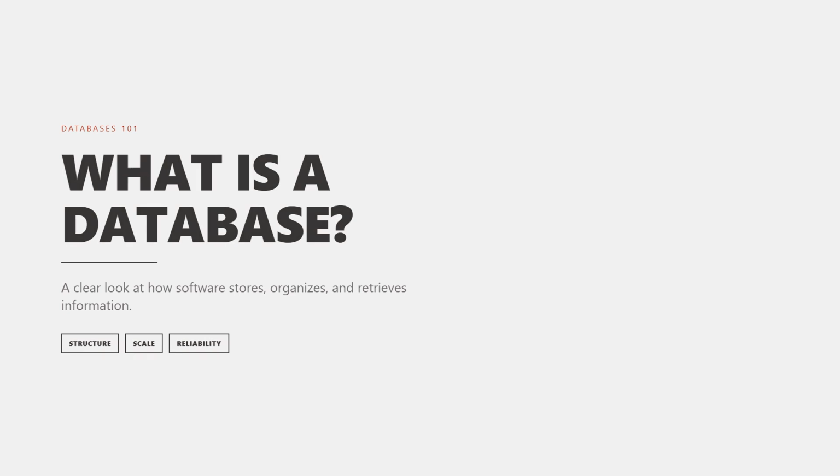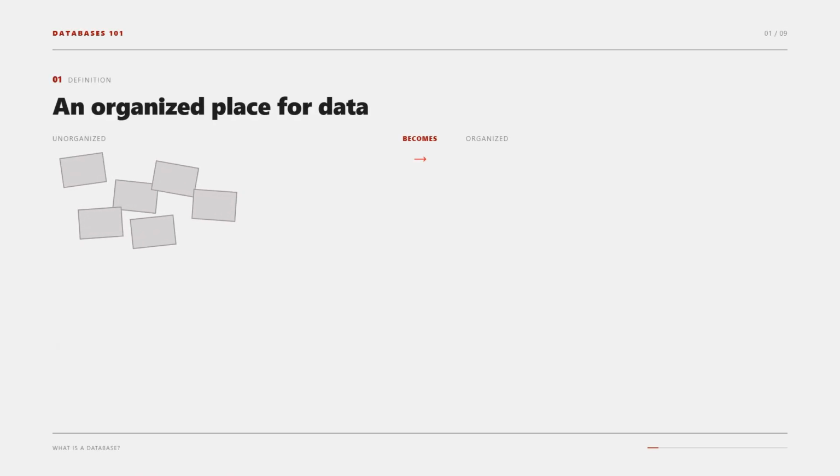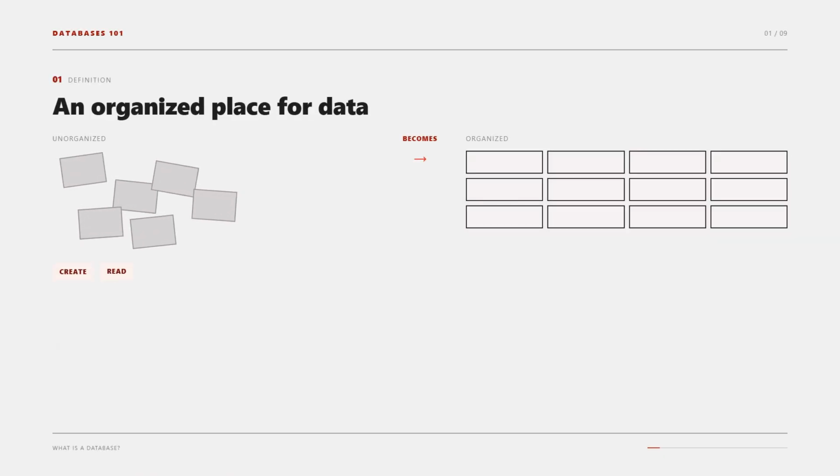A database is an organized collection of data, stored and accessed electronically, designed so that information can be created, read, updated, and deleted efficiently. That is often shortened to CRUD, the four basic operations every database supports. The key word is organized.